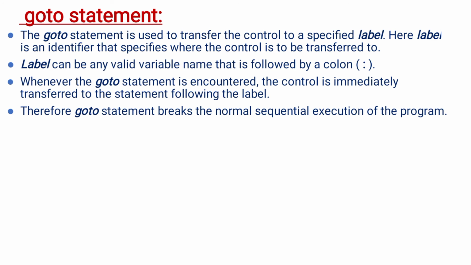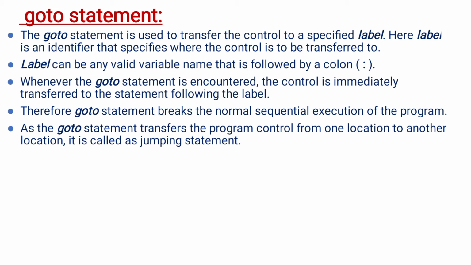In C language, every C program is executed sequentially, means one by one, line by line. So the goto statement is used to break that sequential execution of the program. As the goto statement transfers the program control from one location to another location, it is called a jumping statement. Why do we call it a jumping statement? Because it transfers the control from the goto statement to the label.